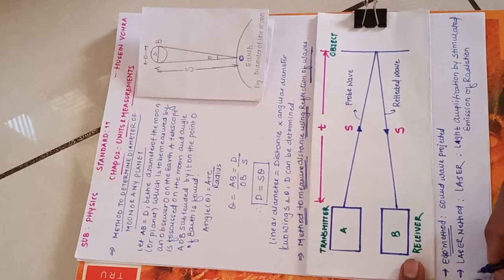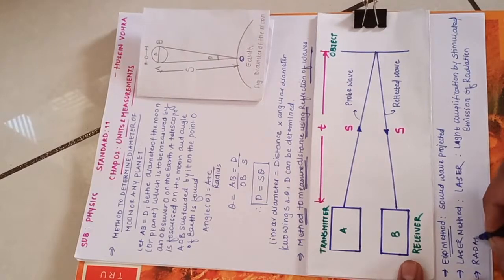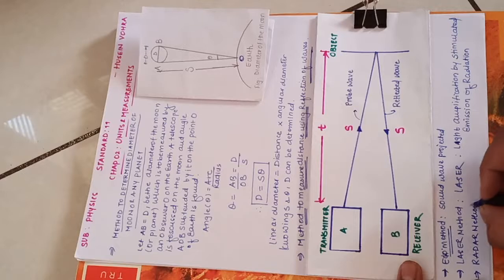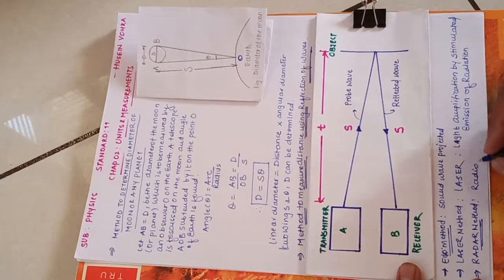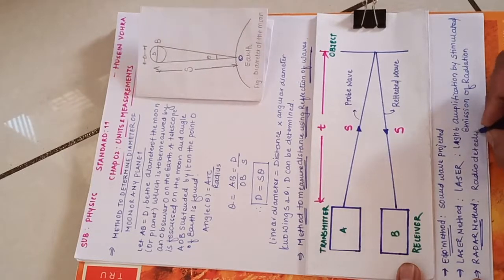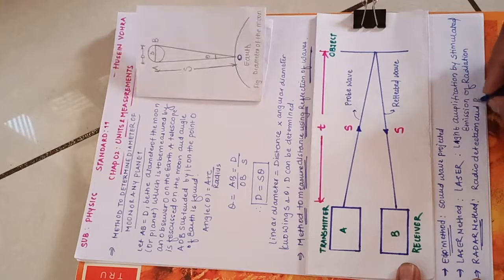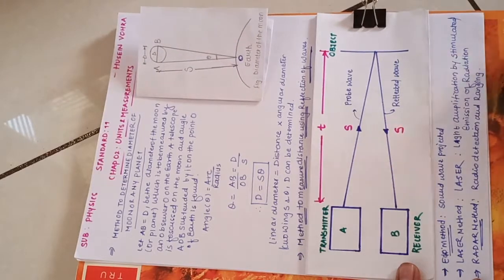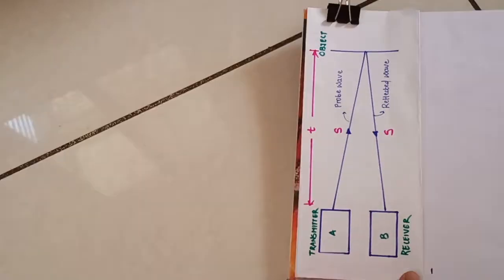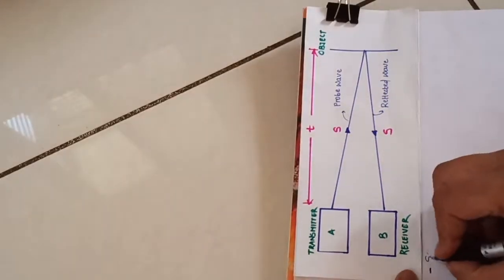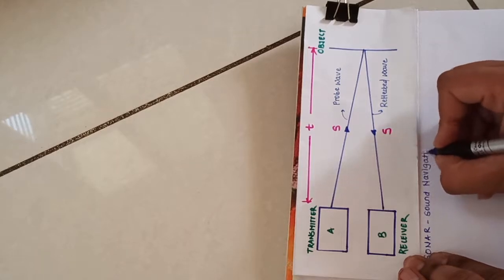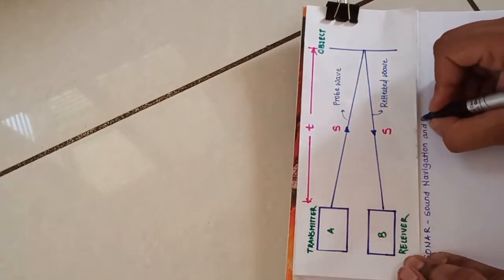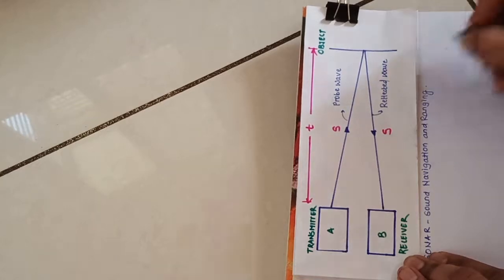Clear? Third is the radar method. What is the full form of radar? Radio detection and ranging. Next is sonar. The full form of sonar is sound navigation and ranging. Hope this is clear.